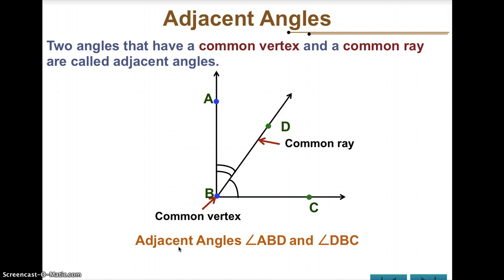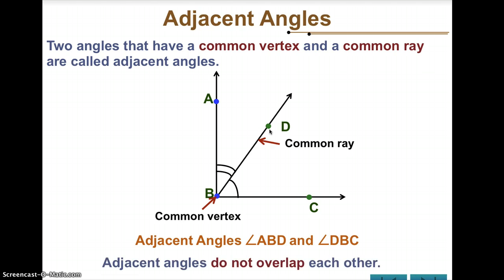Here's how you can represent it in symbols. We don't have a symbol for adjacent, but we have a symbol for angle, and so you have angle ABD. You can see B is in the middle because B is the vertex. And angle DBC, B again is in the middle because it's the vertex. You can also say angle DBA is adjacent to angle CBD. That is also possible. Adjacent angles do not overlap each other.